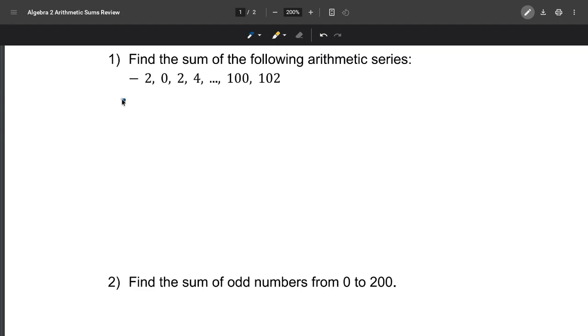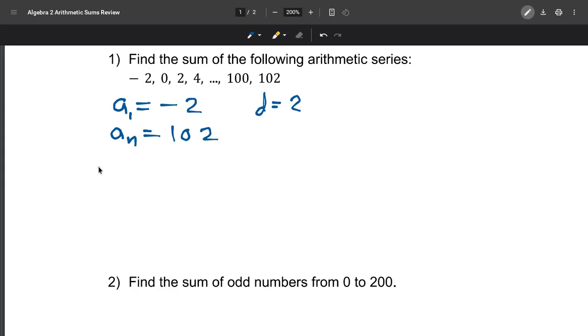So what do we know? Well, we know that the first term is -2. We know that the nth term, the last term, is 102. We know that the common difference between terms is 2, because there's a difference of 2 between -2 and 0, 0 and 2, 2 and 4, and so on. We need to find n, though.